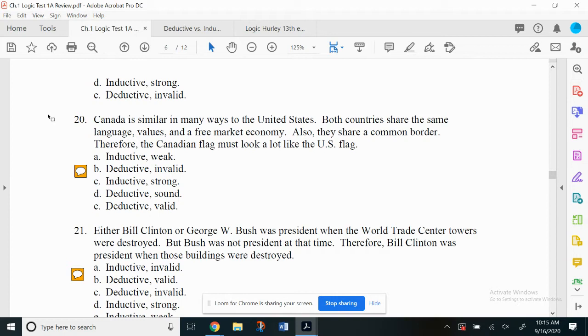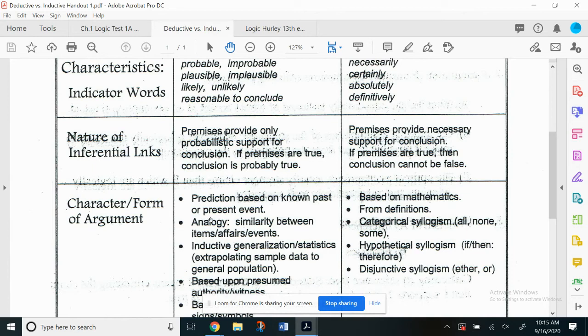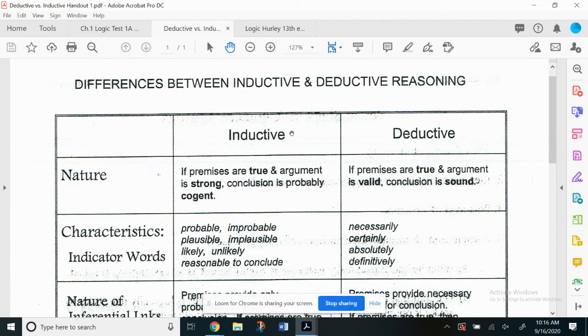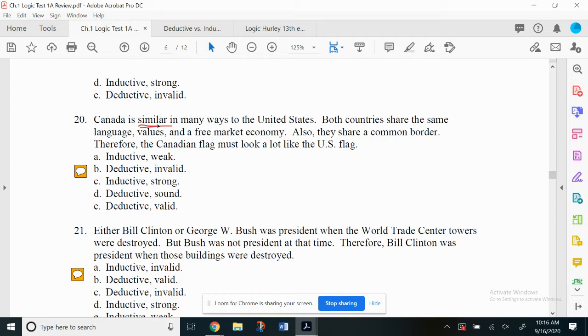So in this one, I will give you a hint. Take a look at it. Tell me what you think. We can push pause, but here's a hint: similar. See that right there? That is a word that might trigger an analogy. Bingo, similarity between two items, affairs, or events. So if something's similar or it's like something else, it's an analogy, which means it's inductive. Ding, ding, ding. You know what I'm saying? So you go down here and you know, this is an analogy. You know it's inductive. So that means this comes off, this comes off, that comes off. You know it's either A or C at this point.